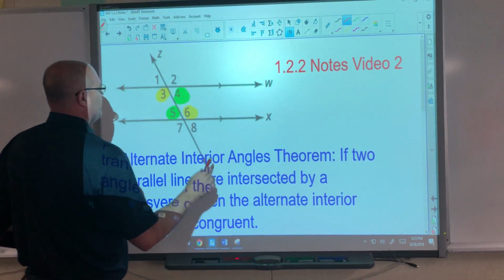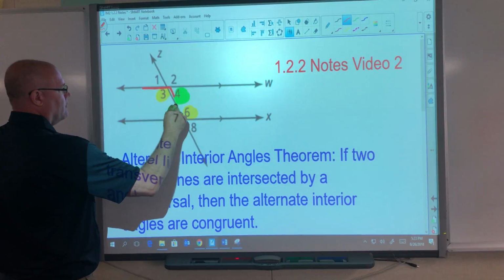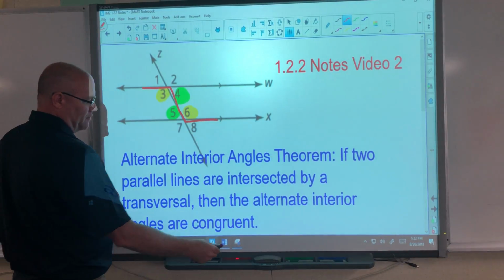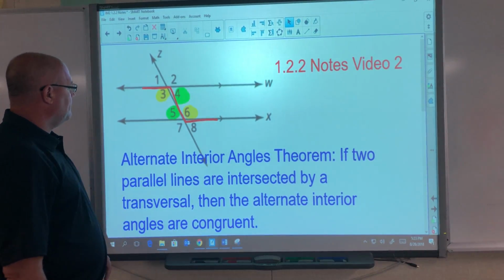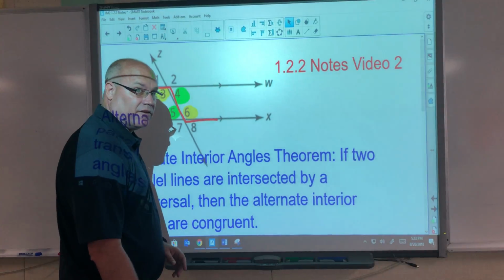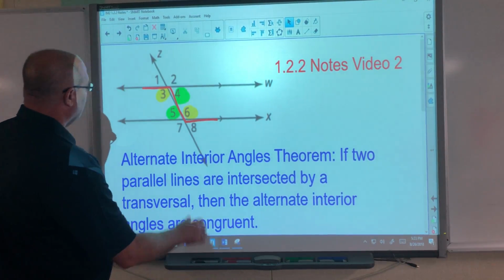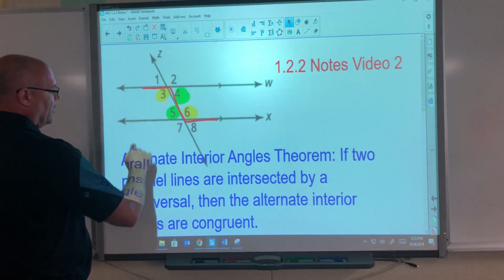So sometimes you can think of this as a Z, if you will. That's one way of doing it. And we can do the other way. I'm not going to do it because it looks like a bad symbol from Hitler days, so we're not going to do that. But the idea is alternate interior angles, you can do the Z.